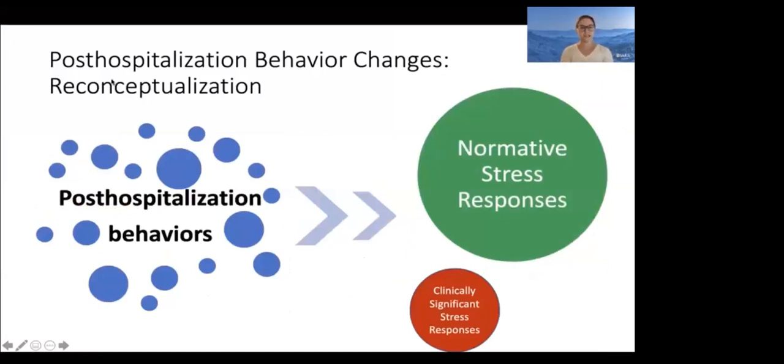So in reconceptualizing these post-hospital behavior changes, the first question we ask is what they actually represent. As I mentioned before, it's quite possible that some of these behaviors may represent normal stress responses that children can have following surgery and anesthesia, while other behaviors may be signs of more clinically significant concerns.